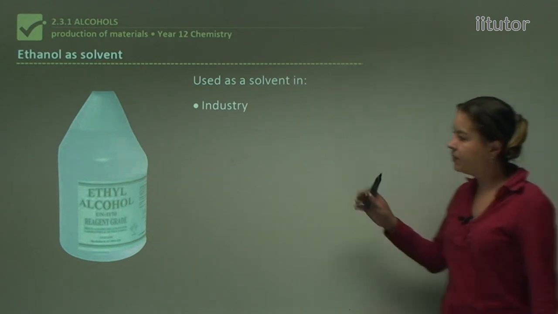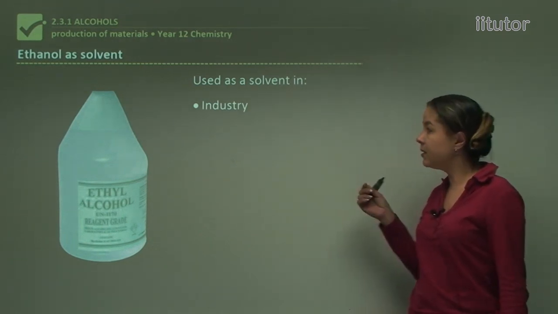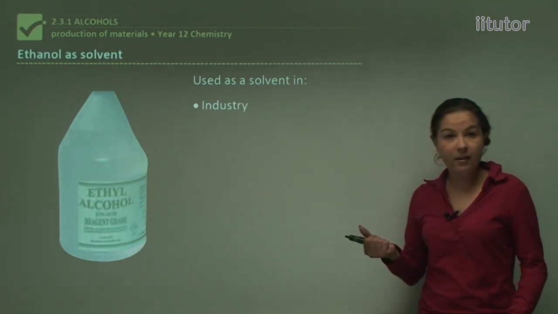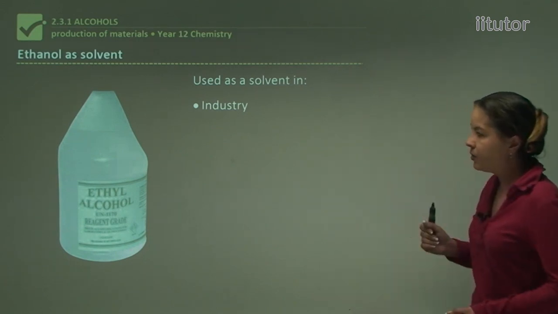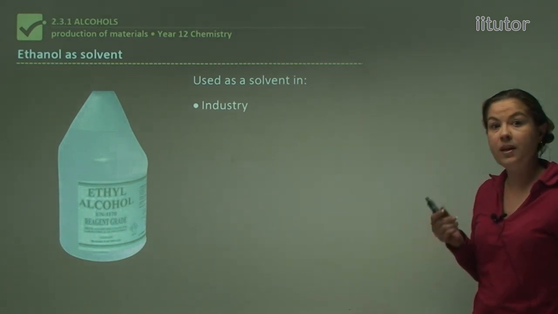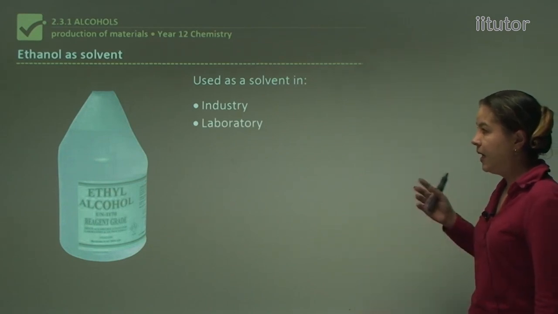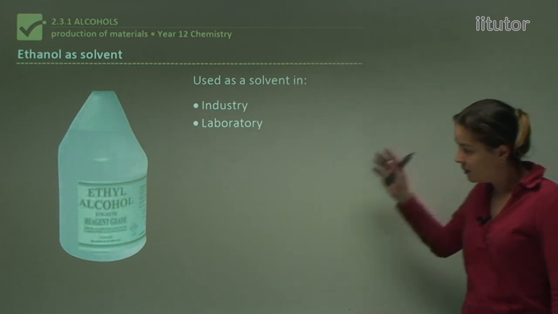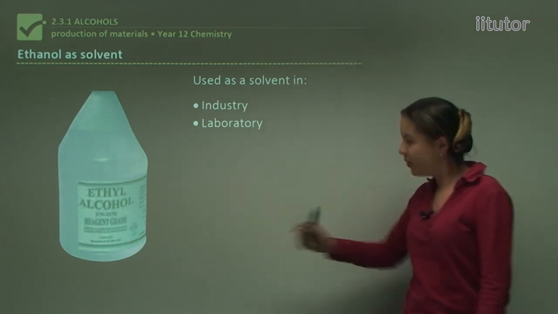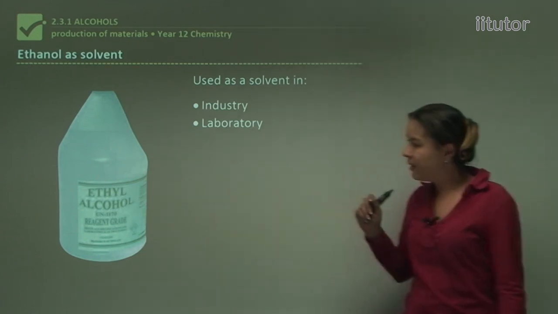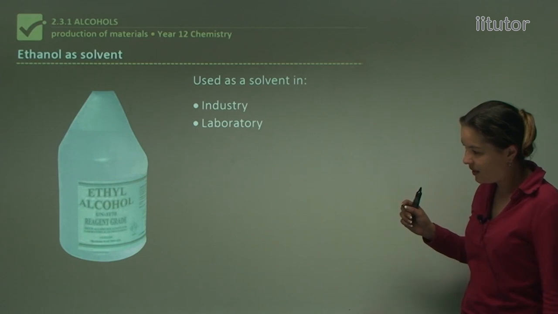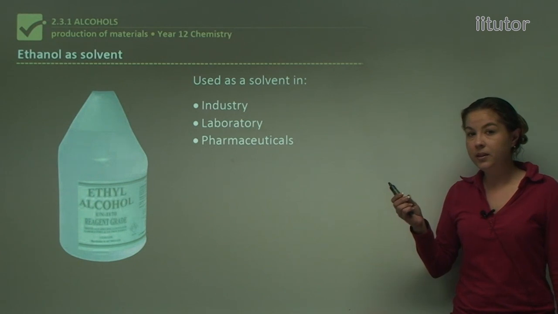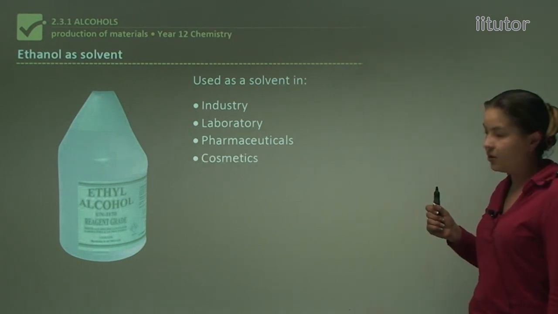So as a solvent, some examples of where they use ethanol as a solvent. For example, in industry, all sorts of industry such as mechanics, carpenters, builders, all sorts of industry uses will use ethanol. In the laboratory, every chemical laboratory, the most common solvent is ethanol. You will find tubs and tons of bottles of this ethyl alcohol. That's actually another name for ethanol, ethyl alcohol. It's also used for the pharmaceutical industry to make drugs, and it's used to make cosmetics.